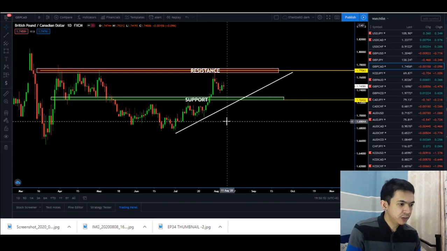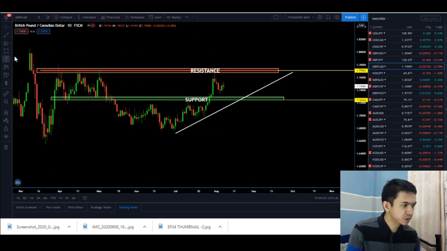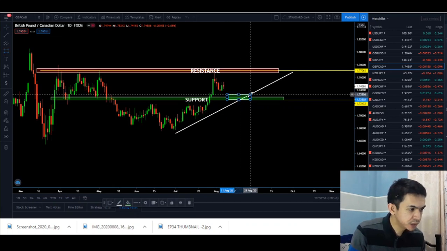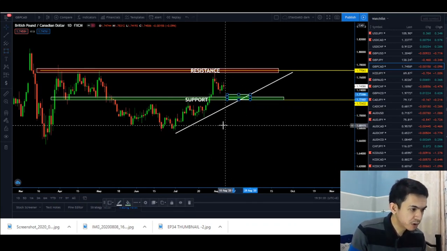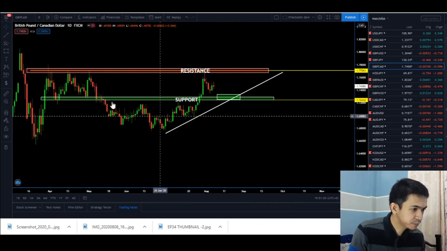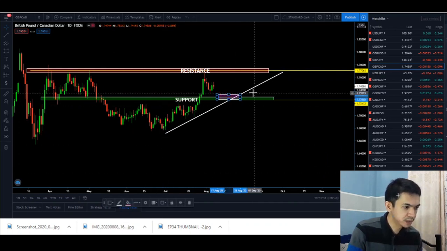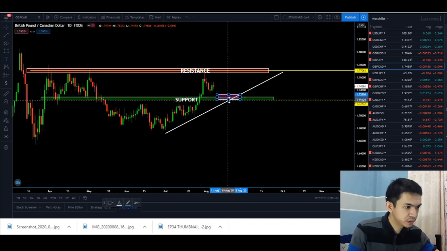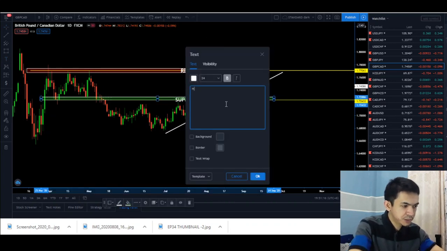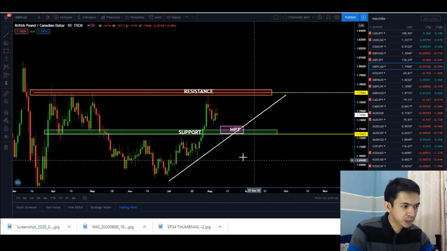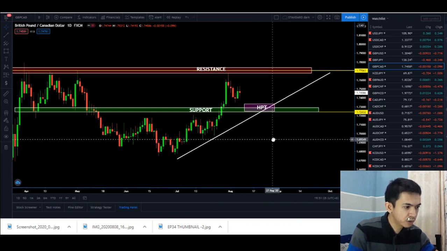If ever the price will be at this zone, this will be my high probability trade area or zone. This will be my HPT, what we call the HPT zone or area. Whenever the price comes to this HPT zone, this will be a high probability trade setup for a long.